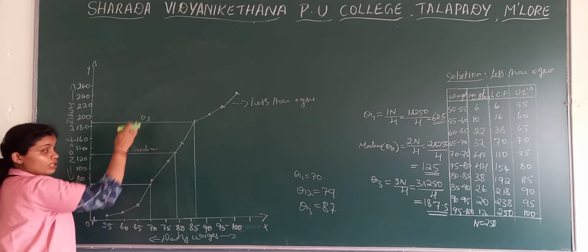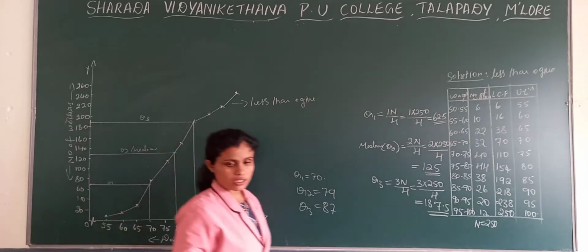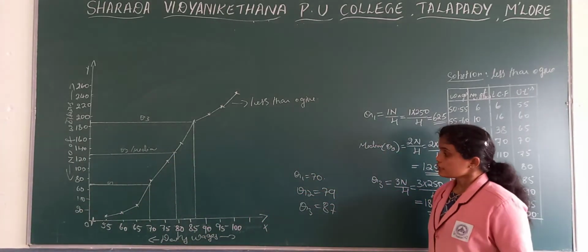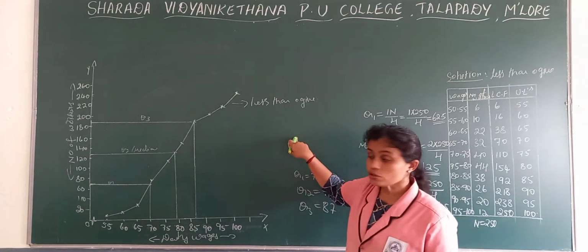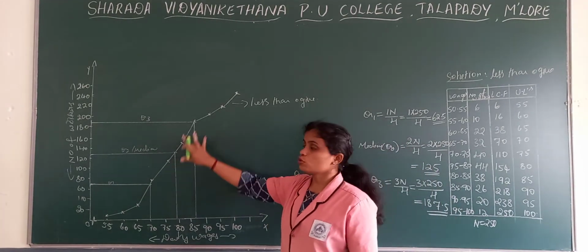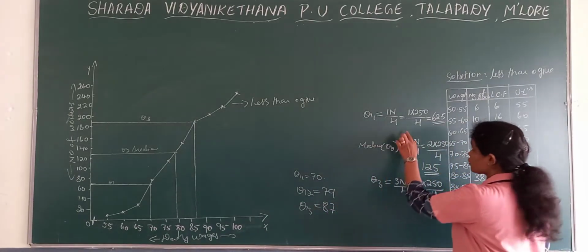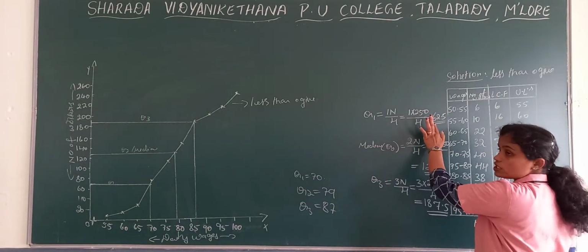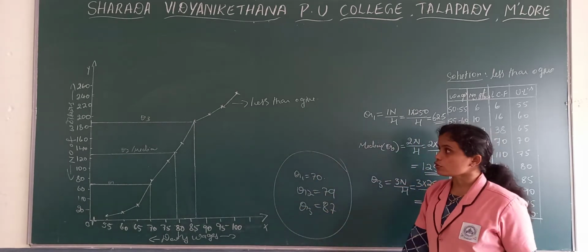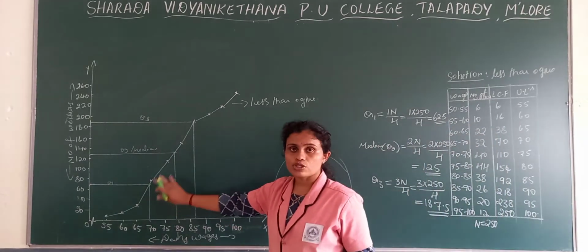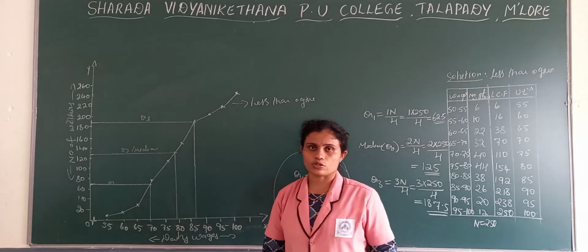No need to write like this, but for your understanding purpose I have written. This is drawing the less than OGU, then Q1, Q2, Q3. By using this particular formula, we need to see what that value is. Then we need to find out the values of Q1, Q2, Q3 using the less than OGU curve.